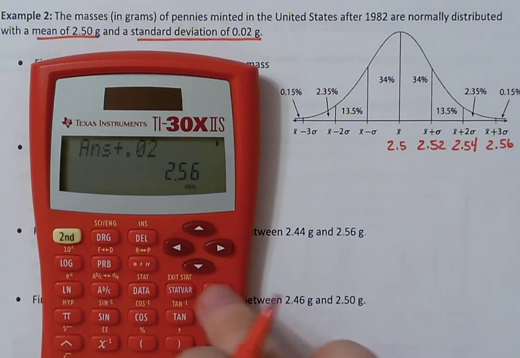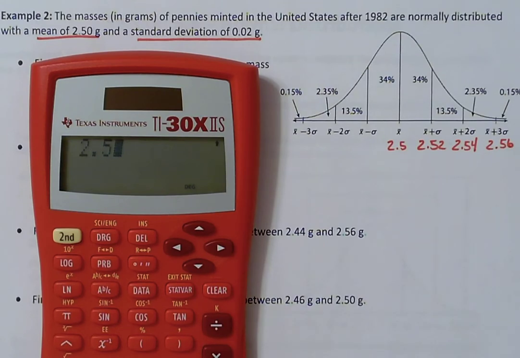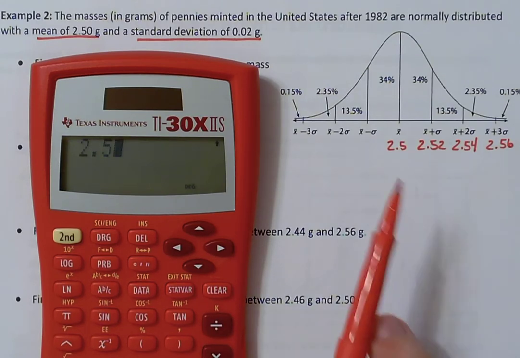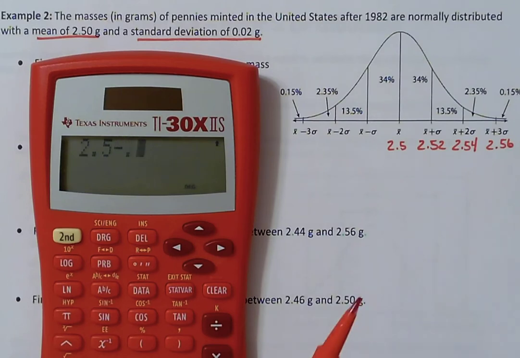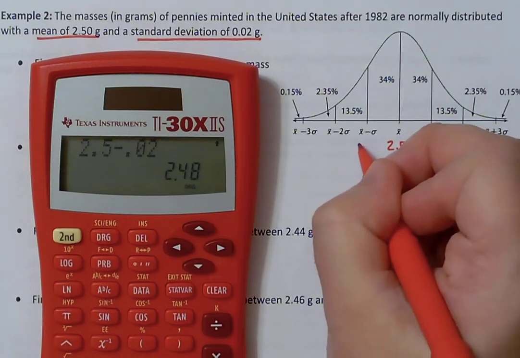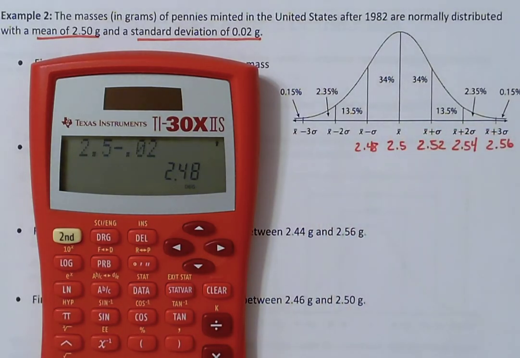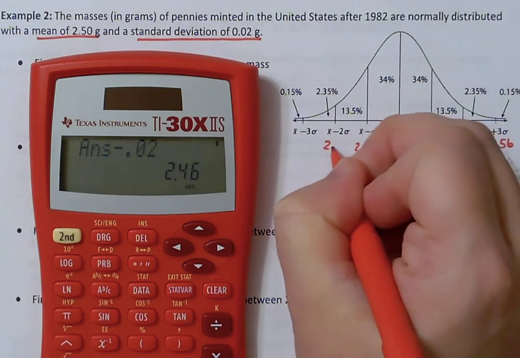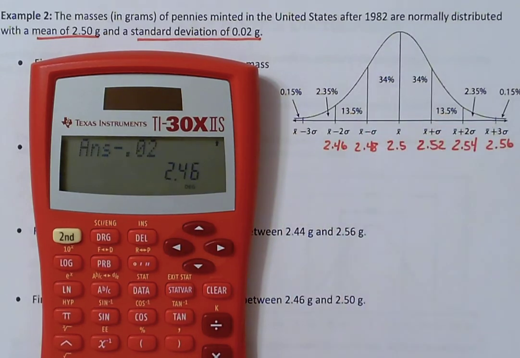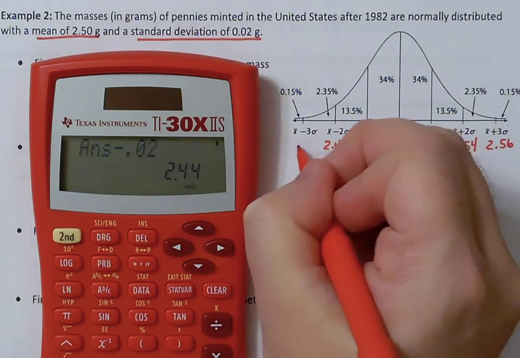Then what we do is we take the mean, our 2.5, and we're going to subtract our standard deviation of 0.02, and we get 2.42. We subtract again. We get 2.46. And then lastly, we end up with 2.44.